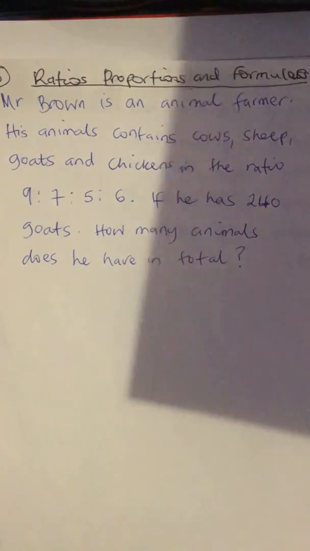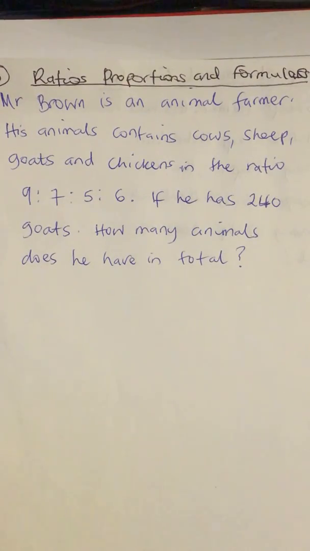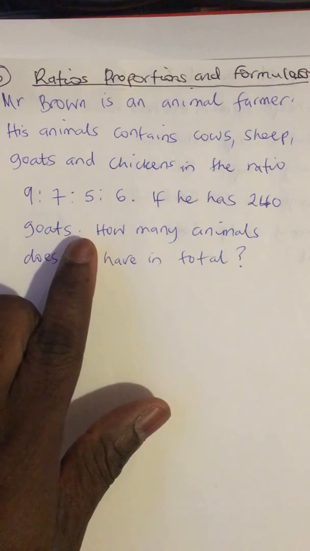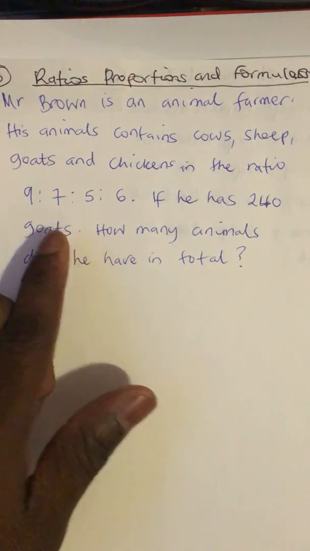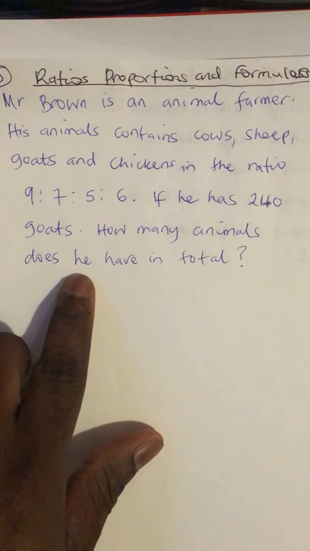So what we are doing now: Mr. Brown has an animal farm. In the farm, he has cattle, sheep, goats, and chickens in the following ratio: 9 parts of cow, 7 parts of sheep, 5 parts of goat, and 6 parts of chicken. He said now, if he has 240 goats, which in the ratio here is 5, then how many animals does he have in total?